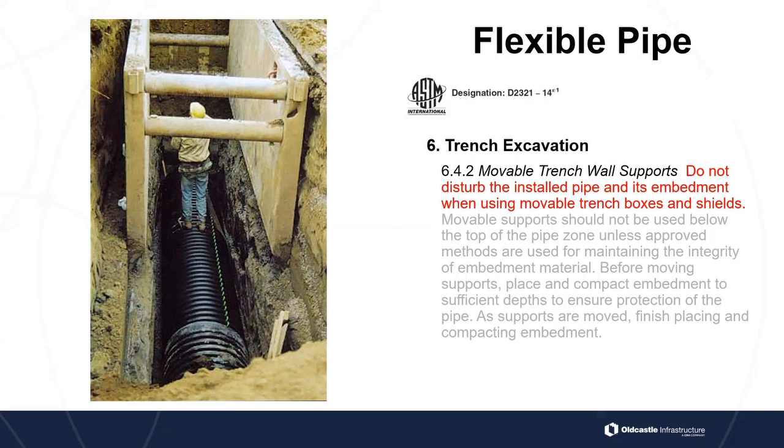So think about that for just a minute on what that looks like. How do you install the pipe and meet OSHA safety requirements with a trench box, but not disturb the pipe itself? Okay, so movable supports should not be used below the top of the pipe zone unless approved methods are used for maintaining the integrity of the embedment material. So, okay, so think about that as well. Movable supports should not be used below the top of the pipe zone unless approved methods are used. Okay, interesting.